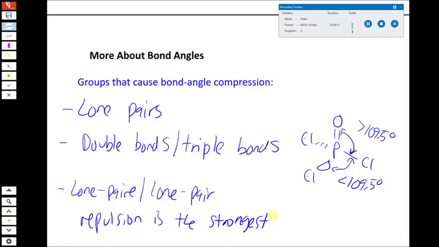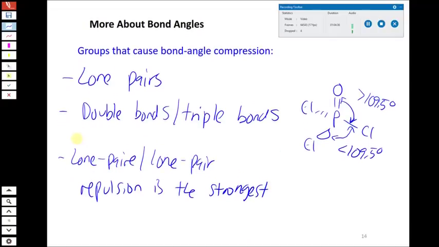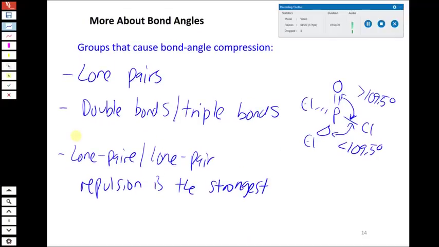So we saw that in the AX3E2 and the AX2E3, all the lone pairs go on the triangle portion of the molecule to stay far away. And the very last one we did, AX4E2, the 2 lone pairs went on opposite sides to be as far away from each other. So that type of repulsion between 2 lone pairs is the strongest, and that's going to be the one that's most important to think about when you're deciding where to put those. All right, so that's just a little bit more about bond angle compression.